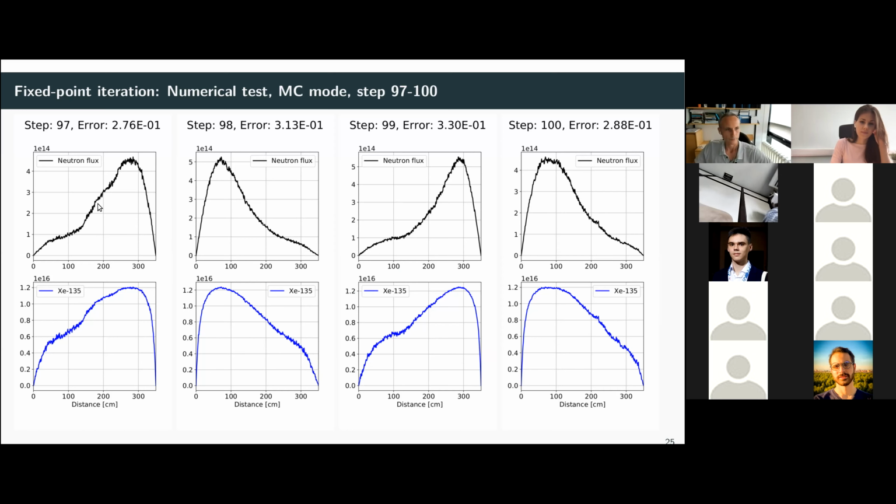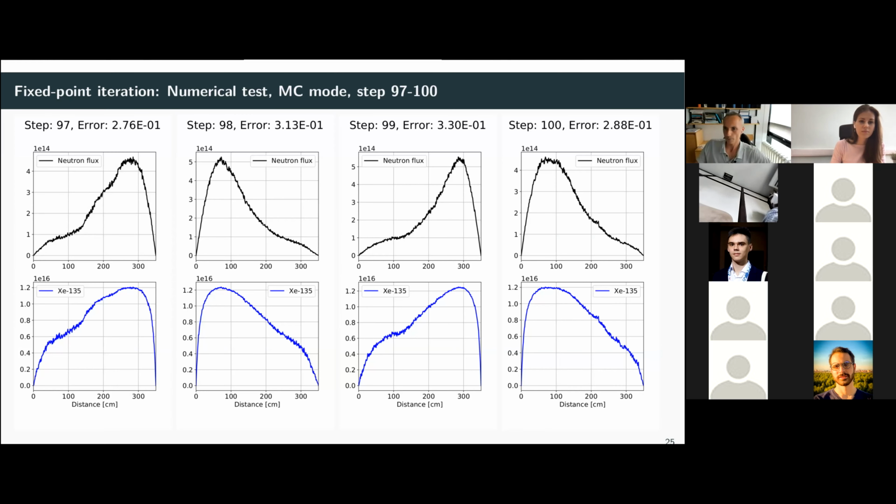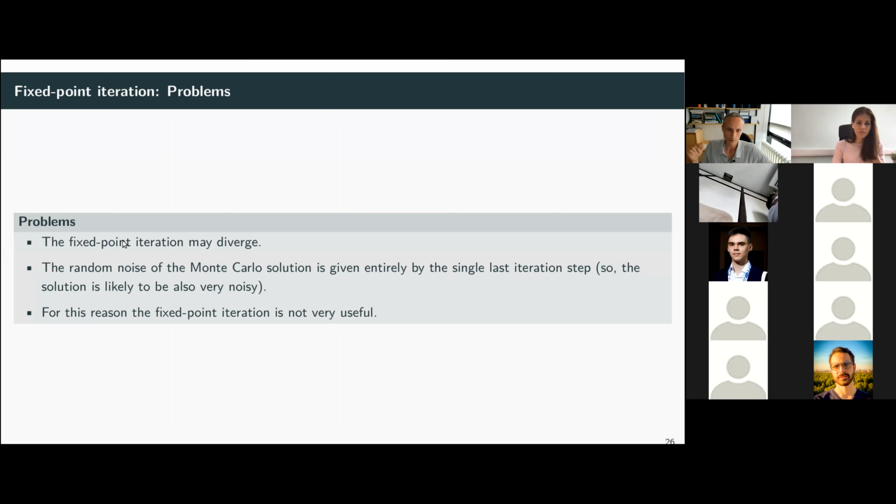And that's not good, right? You don't want to get a solution at the end of your advanced Monte Carlo simulation that will have 30% error at the end. So it's a problem. The fixed point iteration may diverge. Again, it may not. It depends on the system, on the nature of the feedbacks, on the size of the system.